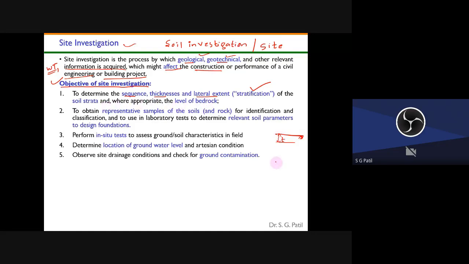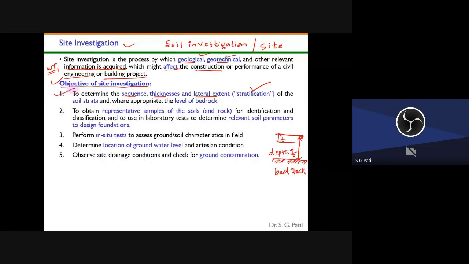Okay, suppose this is the bedrock. If the bedrock is very shallow, then you should know at what depth the bedrock is. This is the depth of bedrock. That also should be an objective of the site investigation.